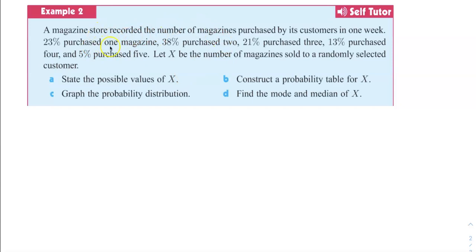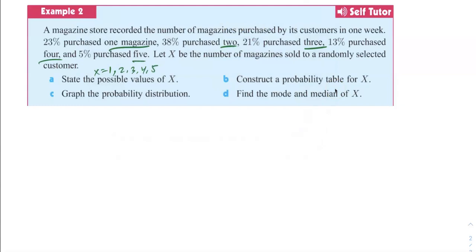Well, again, we're talking about the number of magazines sold, right? We're not counting people that didn't buy magazines, only people that bought magazines. So you could buy 1 magazine, so X could be 1. You could buy 2 magazines, 3, 4, and 5. So it could be 1, 2, 3, 4, 5. Those are the only values for X I could have, because X is the number of magazines bought. So you have to buy at least one, and then you can buy more if you wanted to. Construct a probability table for X.